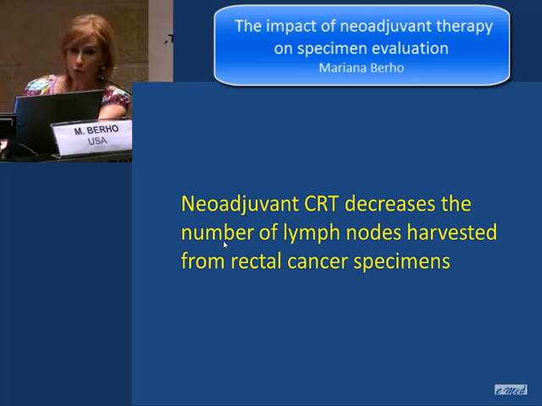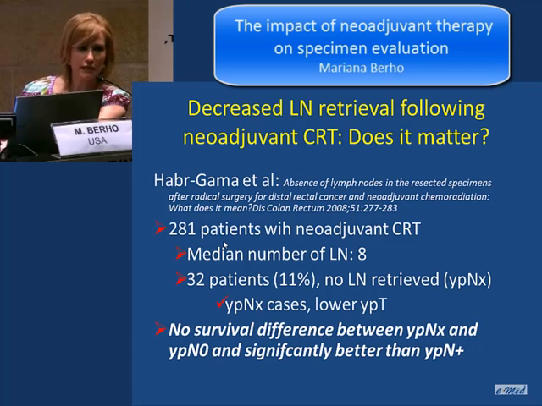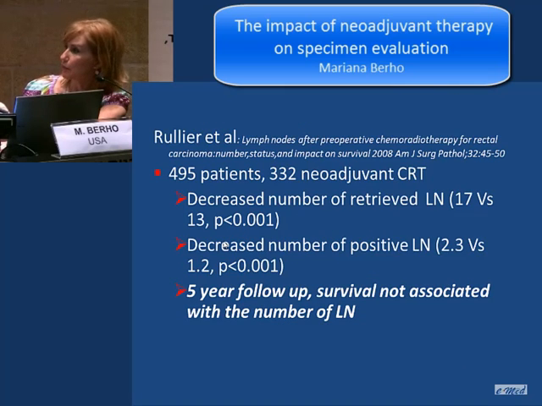On top of that, we know that when you give neoadjuvant chemoradiation, you have a decrease in the number of lymph nodes retrieved. And this has been shown over and over, including our own experience. But what is the importance of that? Does that decreased number of lymph nodes in patients that receive neoadjuvant chemoradiation have an impact on prognosis? Some studies have shown that it doesn't, such as the one coming from Brazil, in which they show that a decreased number of lymph nodes retrieved in these patients did not affect prognosis. Similarly, another study coming from France showed pretty much the same results.